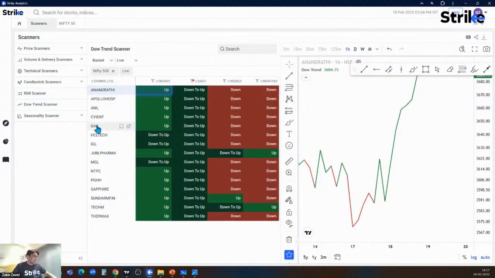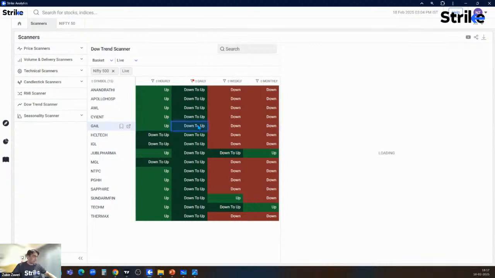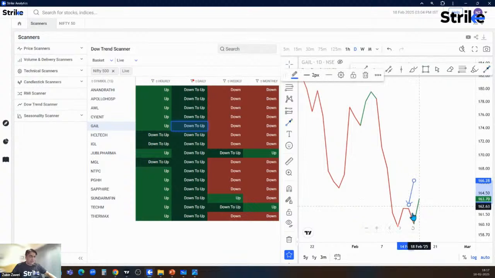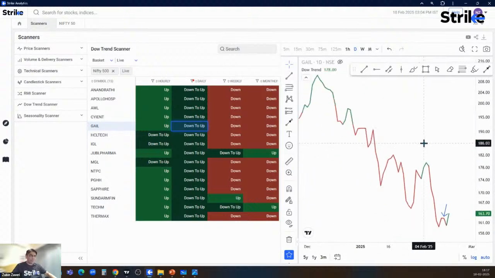Let's say, for example, Gale. If we click on the daily chart of Gale, see what has happened: this was the previous stop over here, and prices have gone above this particular previous stop, and hence the trend has changed from down to up. Did you understand, everybody? Yes.